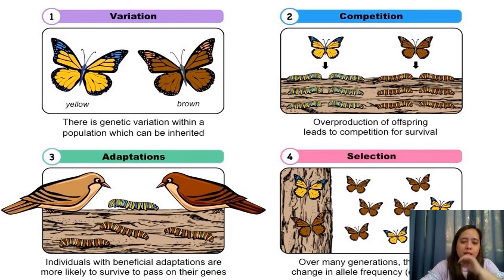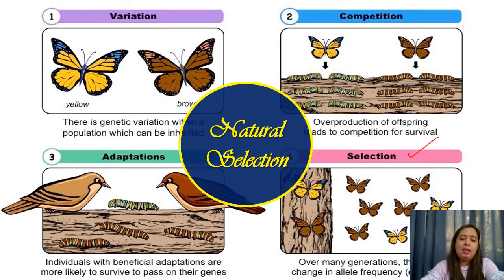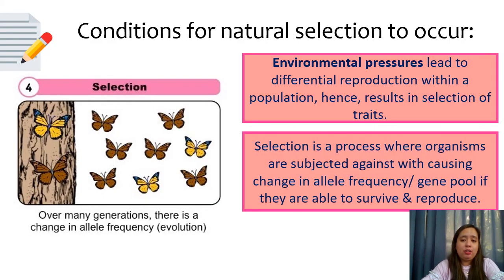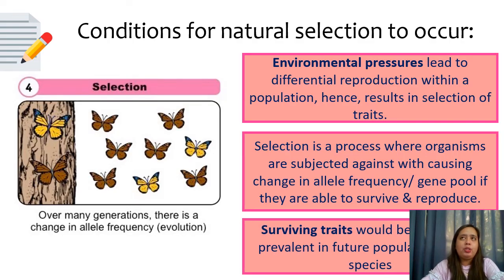Okay. So the next that we have here is, of course, selection. There's quite a lot to discuss about selection. Selection: environmental pressures lead to differential reproduction within a population, hence resulting in selected traits. Selection is a process where organisms are subjected to pressures, causing change in the allele frequency or gene pool depending on whether they are able to survive and reproduce. Now, the surviving traits will be the ones prevalent in future successive generations.